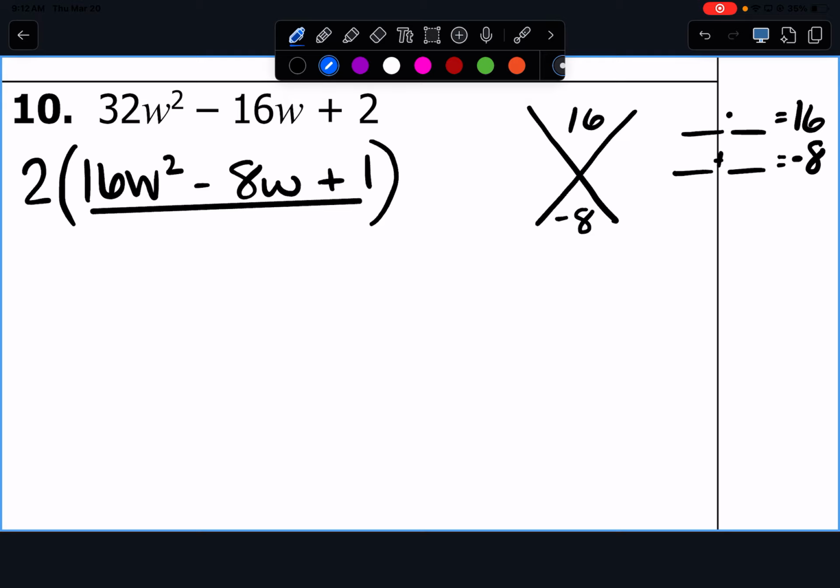Oh, 4 and 4. Yeah, negative 4. Yeah, it's positive.